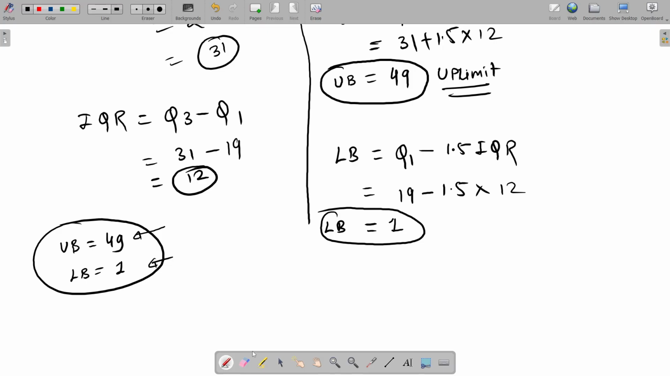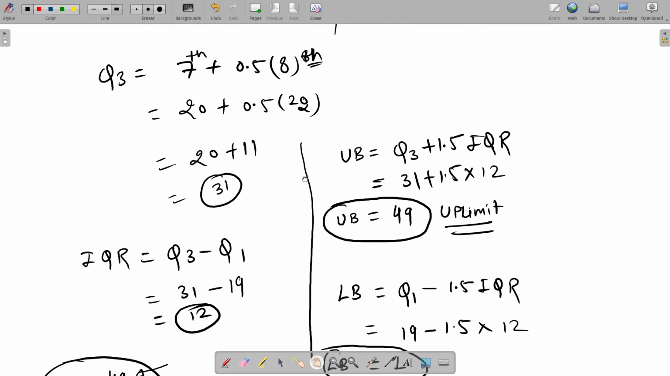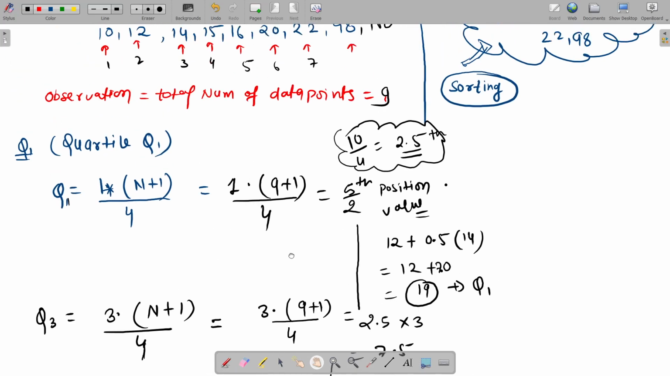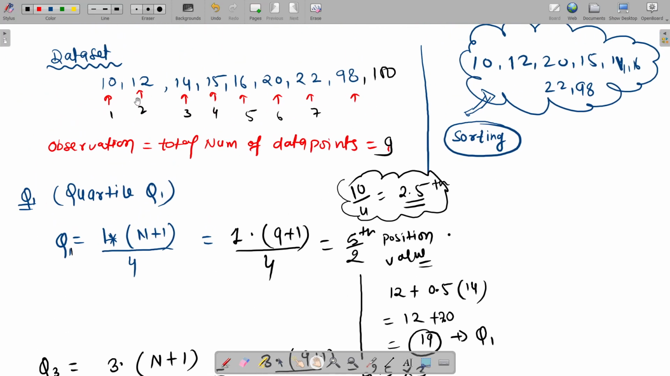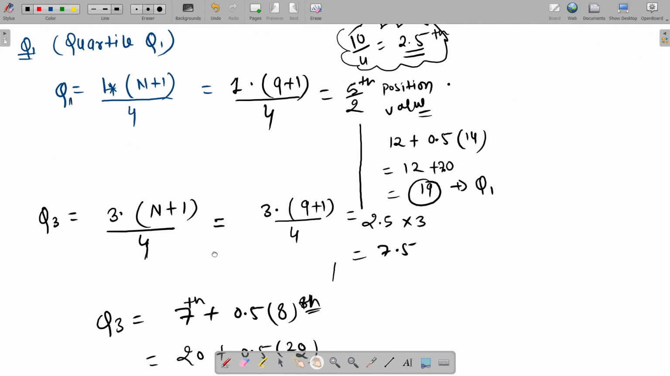So for the comparison, we will ask some questions. First question: is there any value which is smaller than 1? Then we will check the same thing in our data points. Our data points start from 10. So what will be our answer? Our answer will be no.